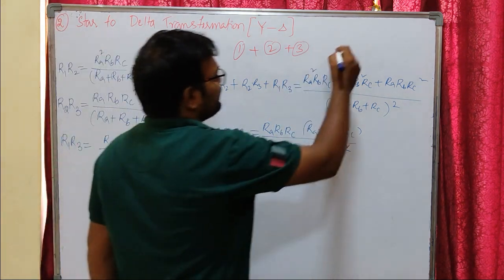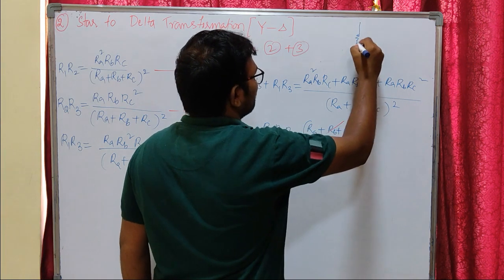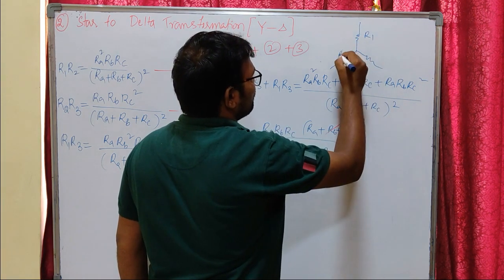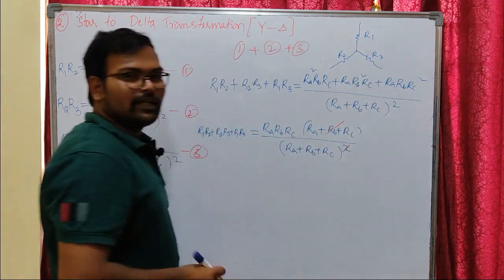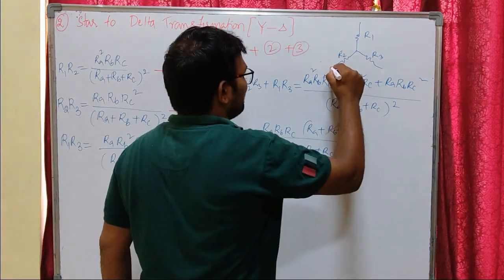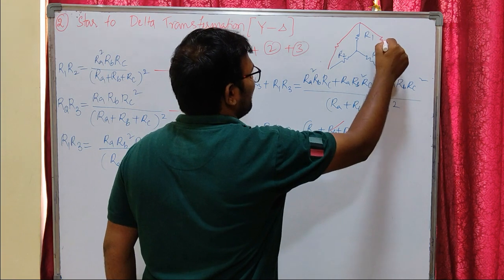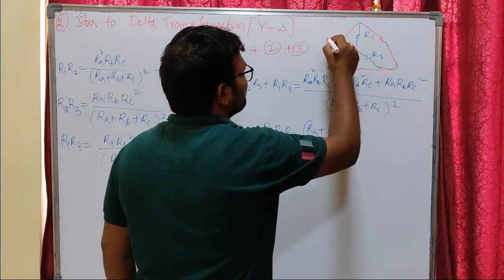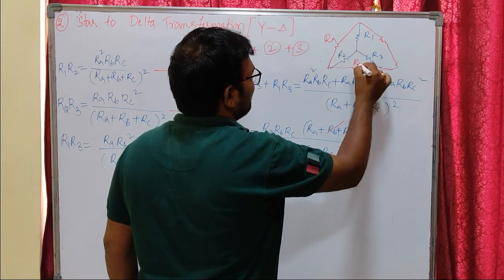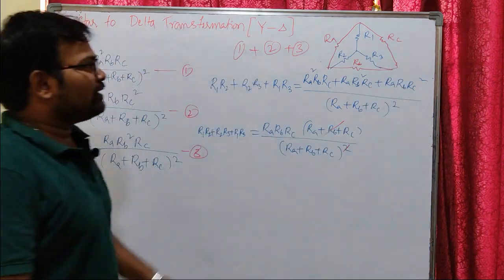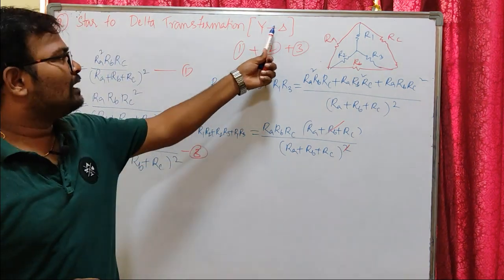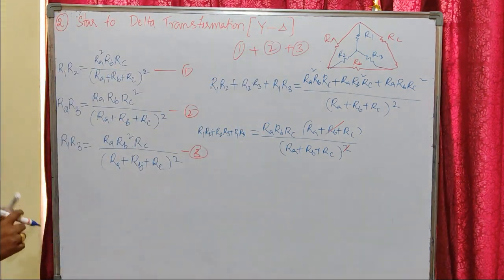We are going to convert star to delta, right? So we have a star connection of resistors R1 R2 R3. We are going to convert this star connection into a delta connection of resistors RA RB and RC. This is what we are going to do. So we need to find RA RB RC in terms of R1 R2 R3. That is what it means, because we are converting star into delta. So let us find that.